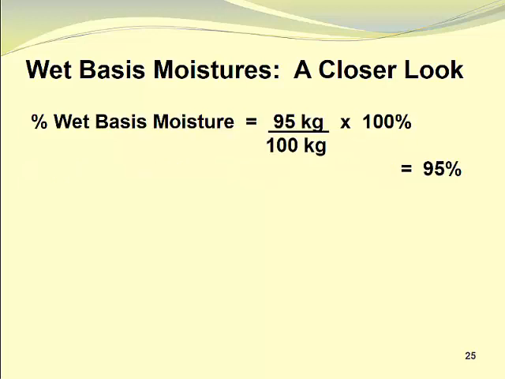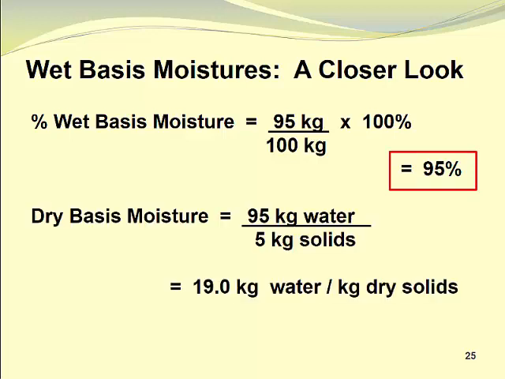The percent wet basis moisture was defined as the weight of water, 95 kilograms, divided by the total weight, which is 100 kilograms, times 100%, and that gives us 95% moisture on a wet basis. The dry basis moisture is equal to the weight of the water, 95 kilograms, divided by the weight of the dry solids, which is 5 kilograms, and this gives us a dry basis moisture of 19.0 kilograms of water per kilogram of dry solids.